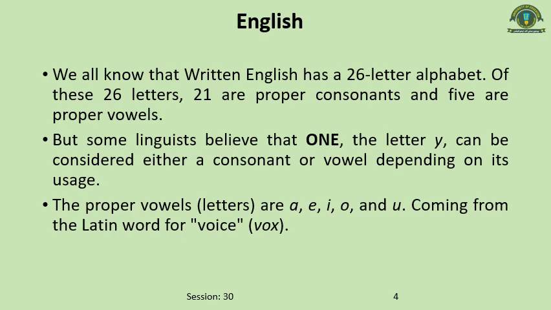Since today we are going to describe the vowels, when I say vowels, that means I am going to describe the English vowel sounds. I'm not going to describe English vowel letters. So you must bear in mind that this slide is only to make you understand that we have 26 letters in English, what we call the alphabet, of which 21 are consonants and 5 are vowels.